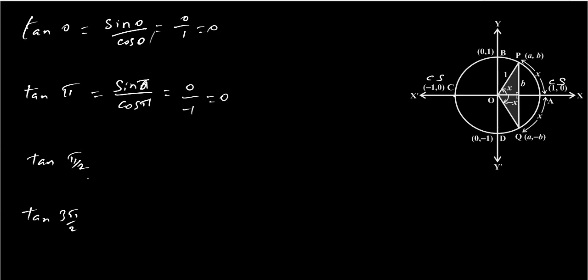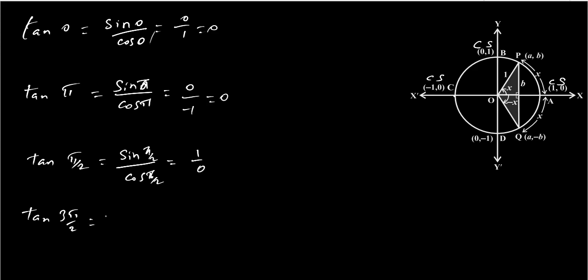Let me take tan pi by 2. This is nothing but sine pi by 2 divided by cos pi by 2. At 90 degrees, cos pi by 2 is 0 and sine pi by 2 is 1. So it is 1 divided by cos pi by 2, which is 0.